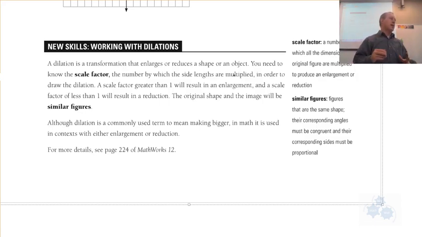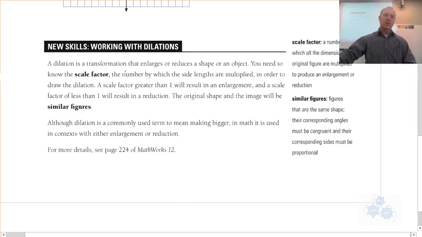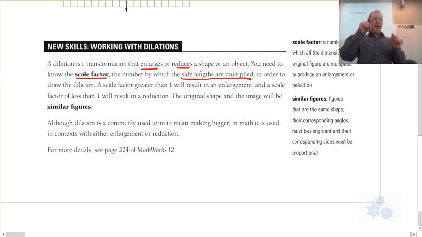So we're talking about actual dilations, they're called. A dilation is a transformation that enlarges or reduces a shape or an object. You need to know the scale factor, and you should remember this from Workplace 20. We talked about scale factor: the number by which the side lengths are multiplied in order to draw the dilation. So it's the number by which all the lengths in the shape are multiplied to get the corresponding length in the dilation.